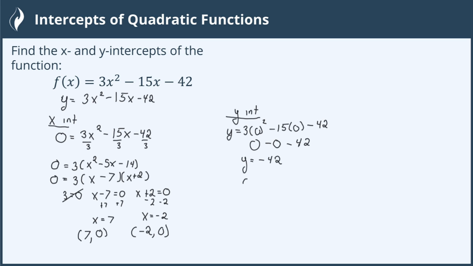To write as an ordered pair, keep in mind we filled in 0 for x and have negative 42 for y.